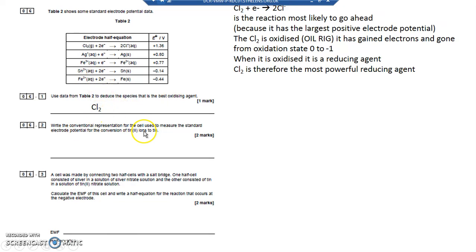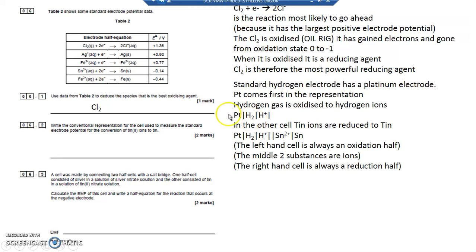Write the conventional representation of the cell used to measure the standard electrode potential for the conversion of tin 2 into tin. Tin 2 is Sn2+, that's tin 2 ions, and tin metal is Sn. A standard electrode potential is measured against the hydrogen electrode. You use a platinum electrode, so the cell is Pt. You name the electrode rather than the catalyst, the platinum electrode, Pt. Then hydrogen gas going to H+.